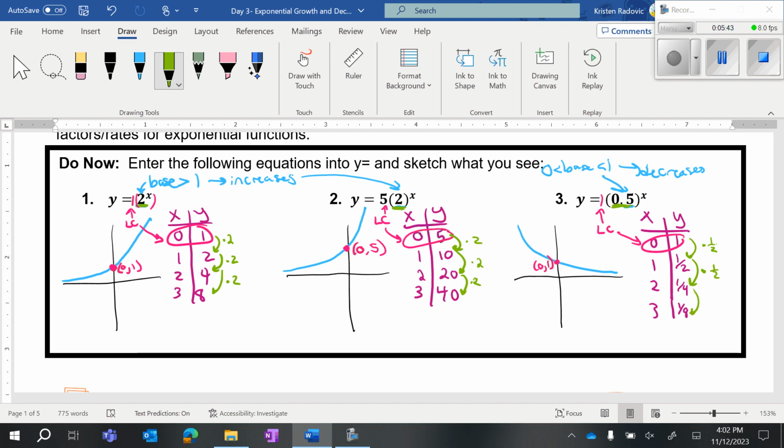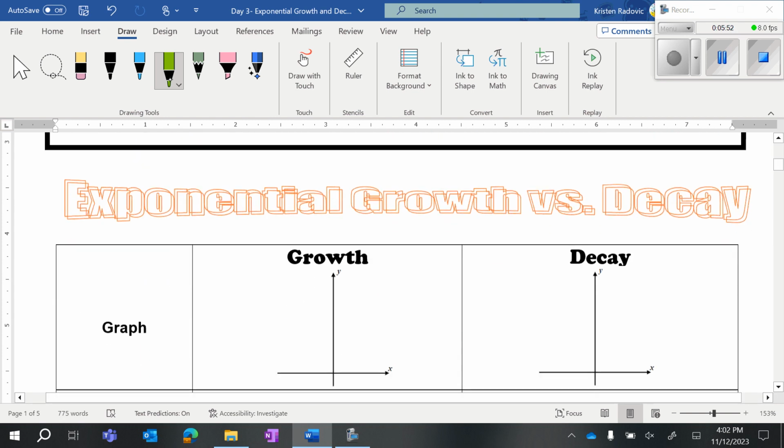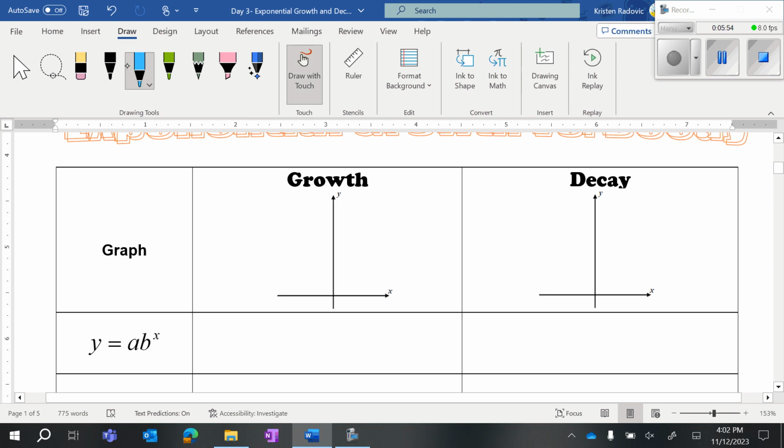And next week, we're going to get into word problems with half-life and doubling. So when you have a half-life, your base is 1/2. When you are doubling, your base is 2. If you were tripling, your base would be 3.